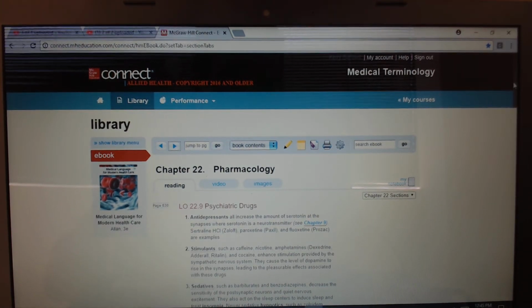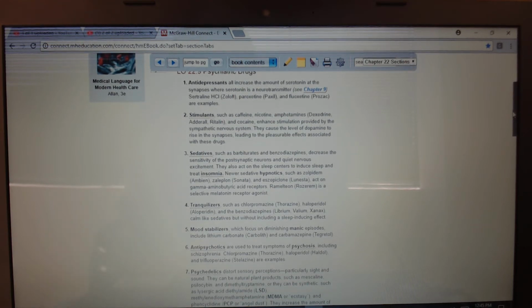Psychiatric drugs. Antidepressants increase the amount of serotonin at the synapses, where serotonin is a neurotransmitter. Sertraline hydrochloride (Zoloft), paroxetine (Paxil), and fluoxetine (Prozac) are examples. Stimulants such as caffeine, nicotine, amphetamines, Dexedrine, Adderall, Ritalin, and cocaine enhance stimulation provided by the sympathetic nervous system. They cause the level of dopamine to rise in the synapses, leading to the pleasurable effects associated with these drugs.